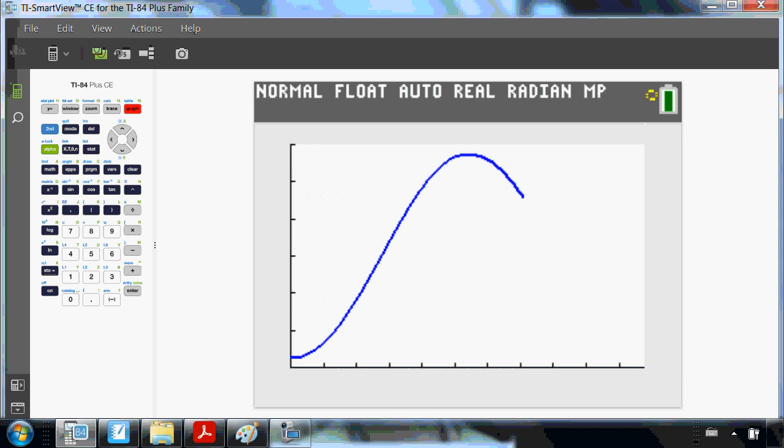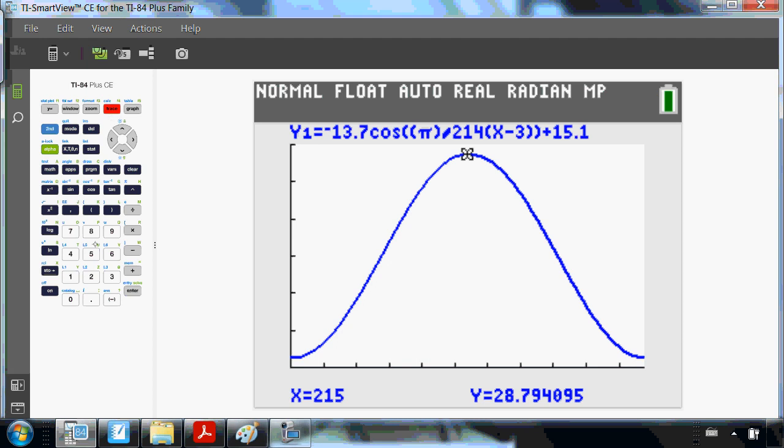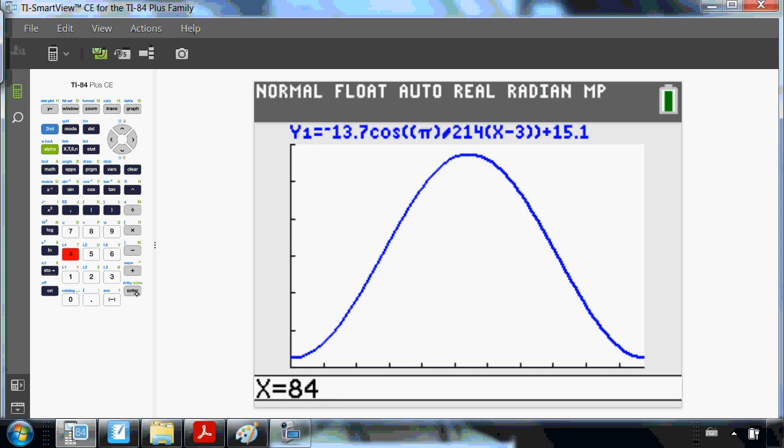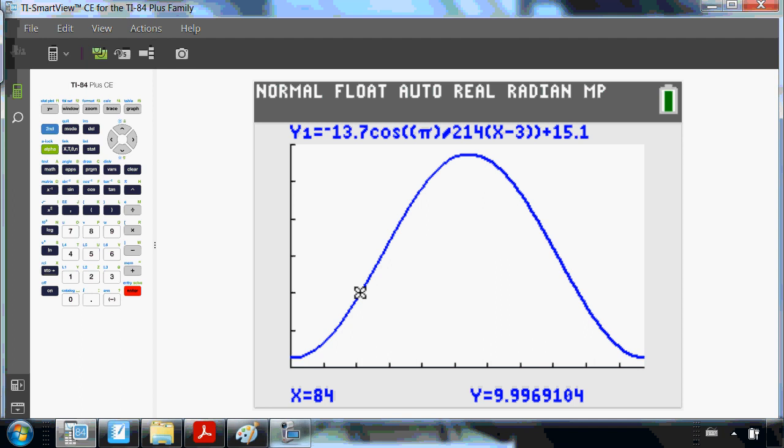Okay, so there's my graph. Now, in question number 2, it says, the expected maximum temperature on March 25th, the 84th day of the year. That's an X value. So if I have a graph to figure out my Y value that goes with that, I hit trace, and then I go 84, and then press enter. And there is my max temperature. And so I said to the nearest tenth, so I'm going to round 9.9996 to 10.0.